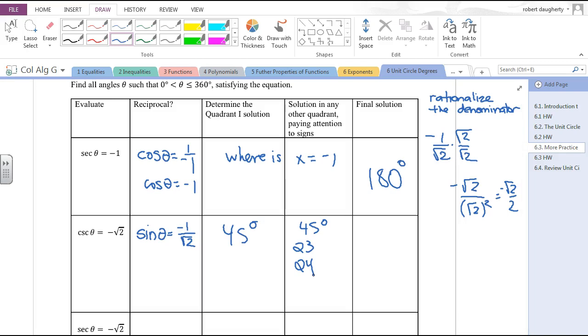225 is one of them. What's the other one? And 315. Okay. Now, does everyone see how I'm getting those numbers?